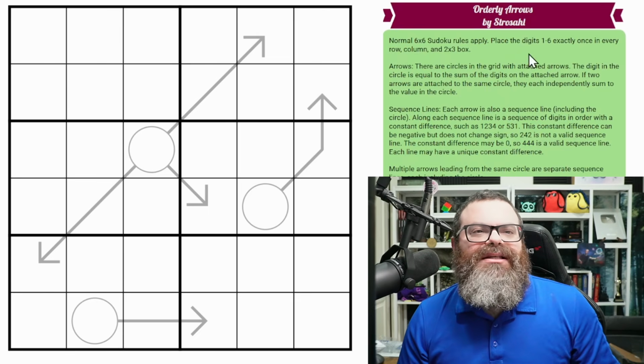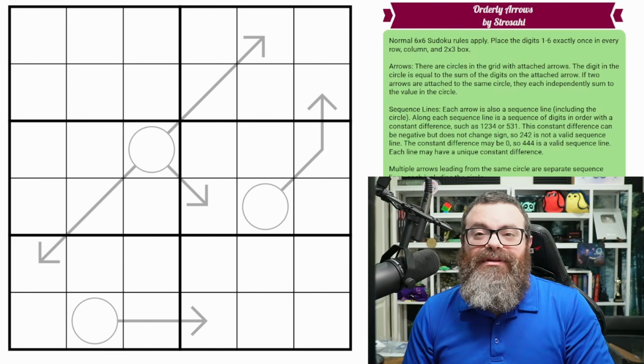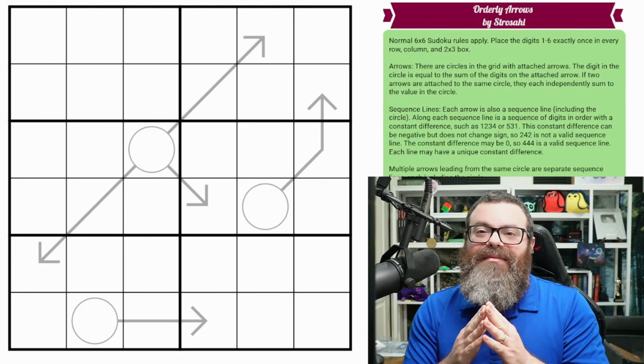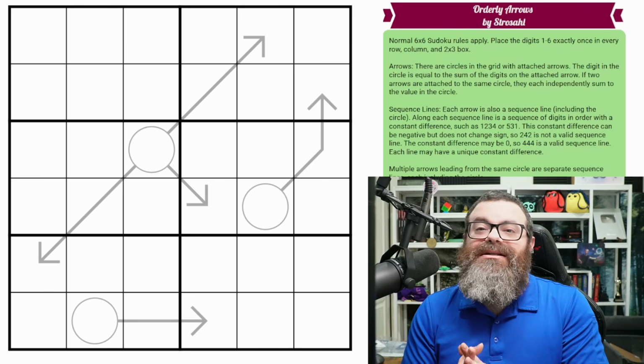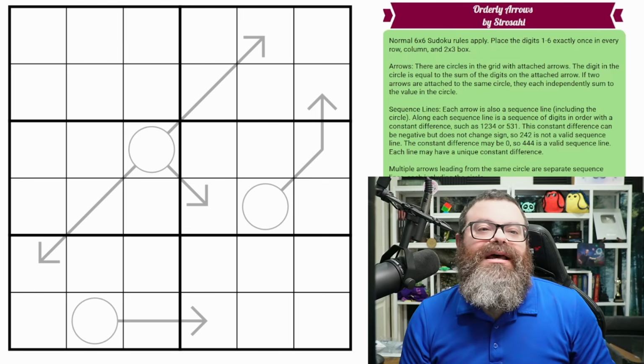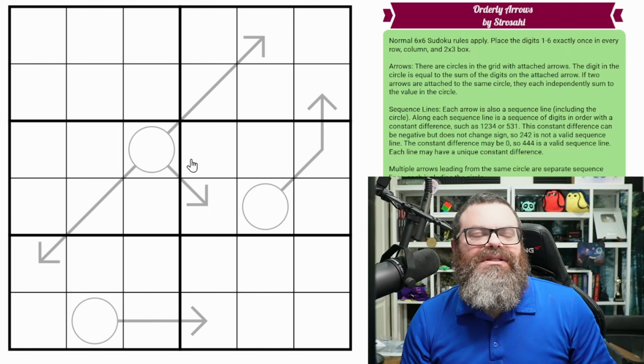The reason we do that is because you may be familiar with arrows, you might be familiar with sequence lines. This is both. So I'm going to explain each one separately, and I'm not going to talk about, in the rules at least, how they might synergize, because that's definitely part of the puzzle: to think about how these two things work together and how that restricts things. All right, anyway, with that said, we do have normal 6x6 Sudoku rules.